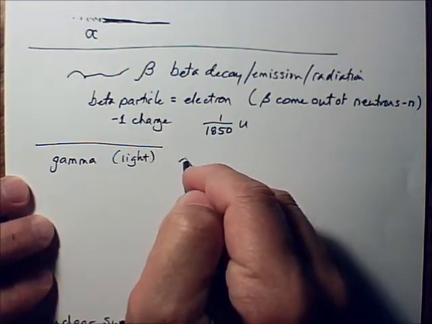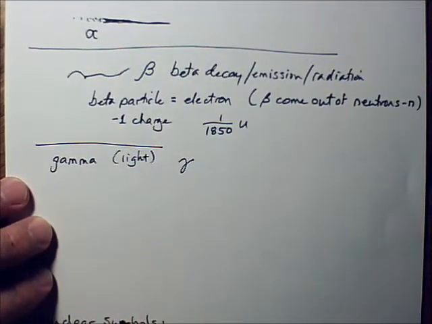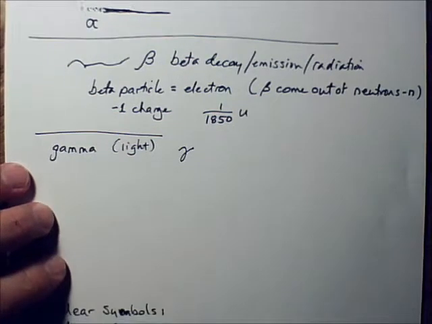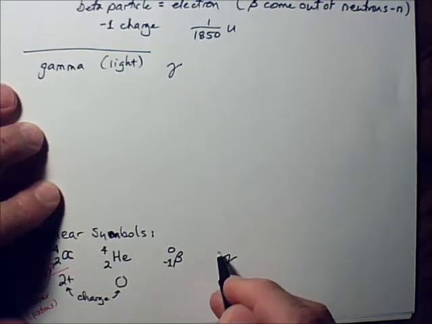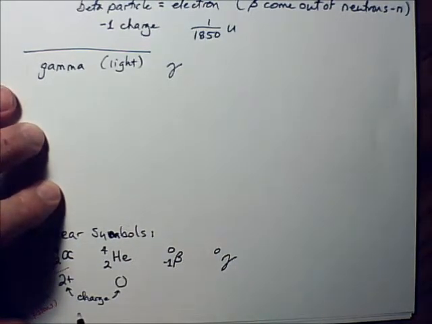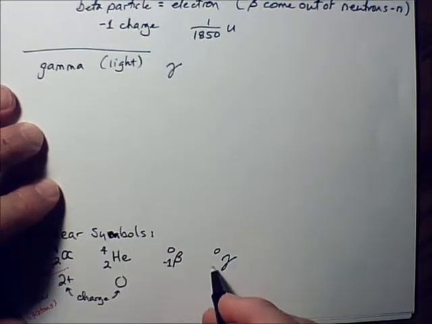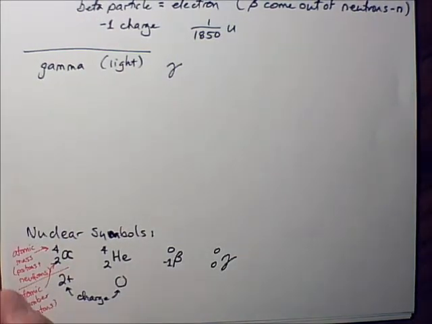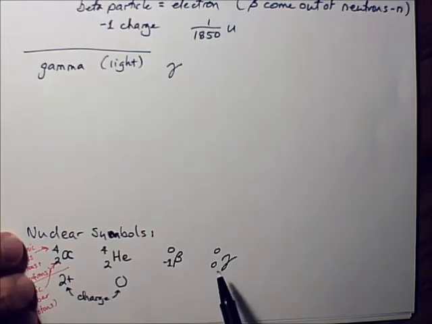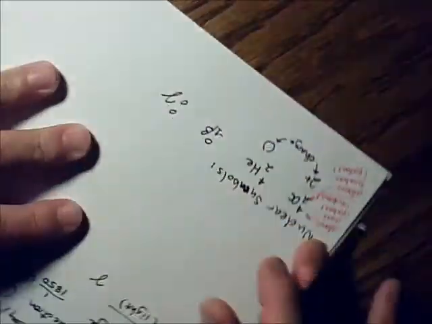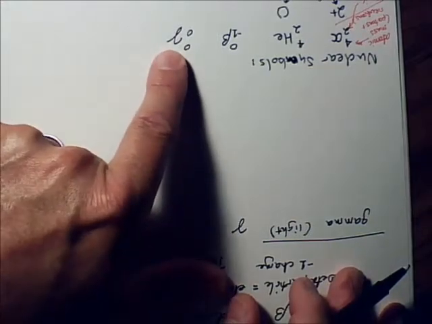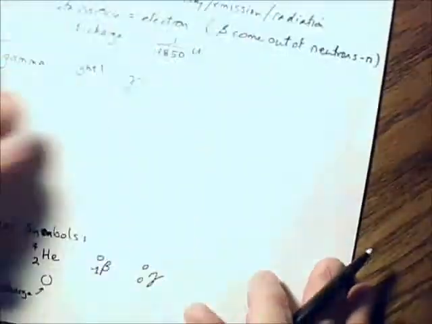But now gamma symbol is this. And since it's light, how much mass are we going to assign to it? 0. No mass. And are there any protons? No protons. It's not going to change any of the particles in the nucleus. So we'll give it no protons. Okay? Kind of. It's like a script L that you spun around. If you turn your paper upside down, there's a script L. Flip it around, you got gamma.